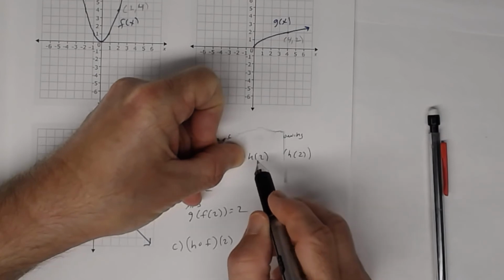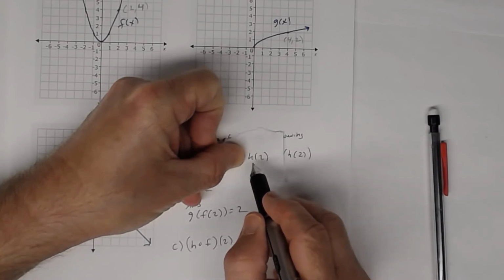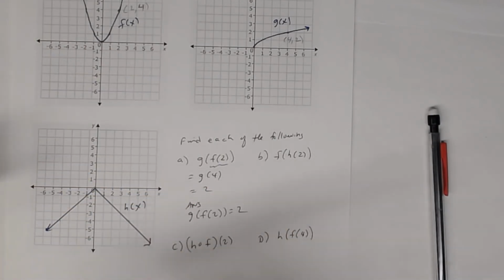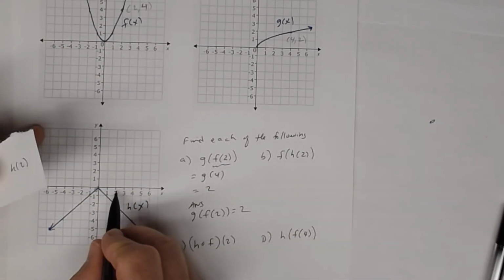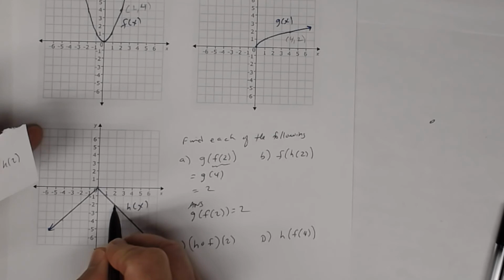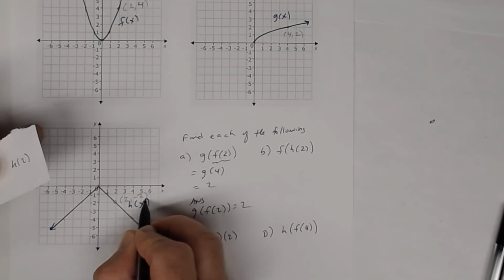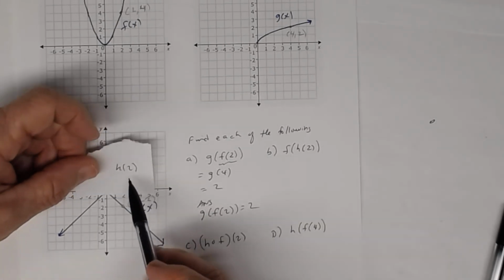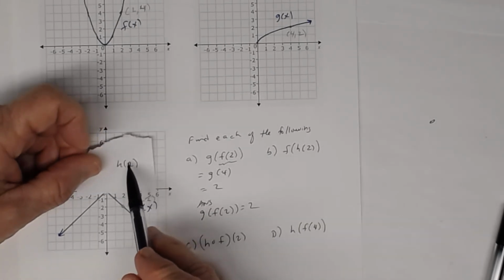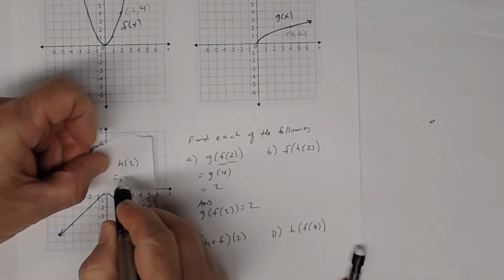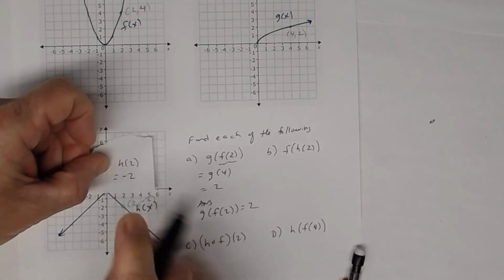So I go to my function h, and I want to find what's the y value when x is 2. Here's your function h right here. When x is 2, here's a point on the graph corresponding to x equal 2. The coordinates are 2, negative 2, isn't it? So h of 2, when x is 2, what's that y value? That y value is negative 2. So now we know h of 2 is negative 2.